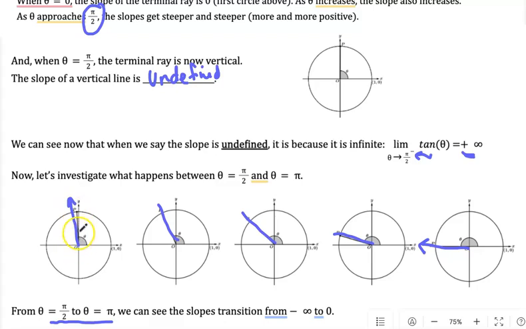Imagine that this first terminal ray is almost a vertical line. Then the slope of that line would be undefined if completely vertical, but it is close to negative infinity because it's highly negative, and then of course it increases towards 0.